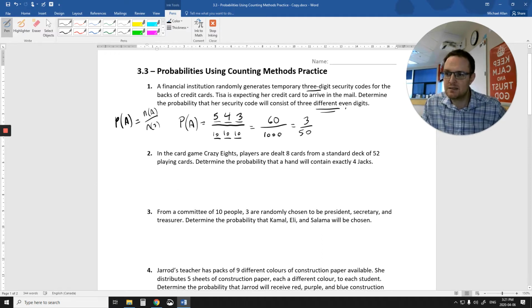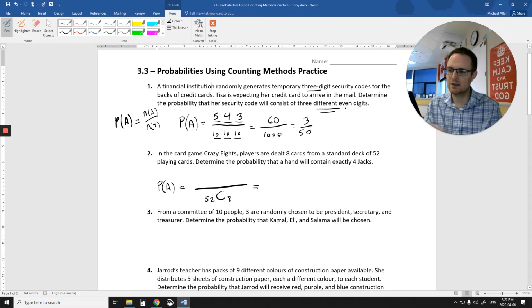In a card game, Crazy Eights, we're dealt 8 cards from a standard deck. Determine the probability that the hand consists of exactly 4 jacks. Okay, so let's think about, first of all, how many different card combinations are there? In this case, I'm going to use combinations because I don't think it really matters what order the cards happen to be in. So I have 52 cards, and I want to choose 8 of them. Order doesn't matter, so I'm going to use combinations.